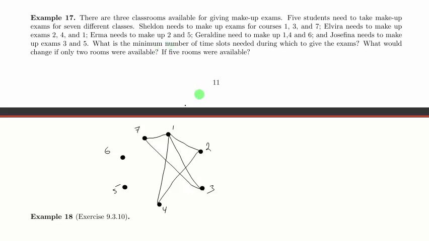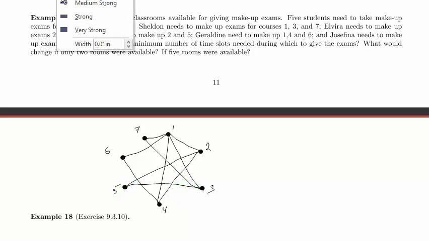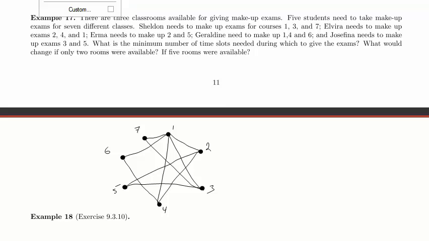Irma, 2 and 5. Geraldine, 1, 4, and 6. So we already have the 1, 4 noted in there, so 1 to 6, and between 6 and 4. And then Josephina between 3 and 5, which we didn't already have. So we're going to go through and then find a coloring of this graph.